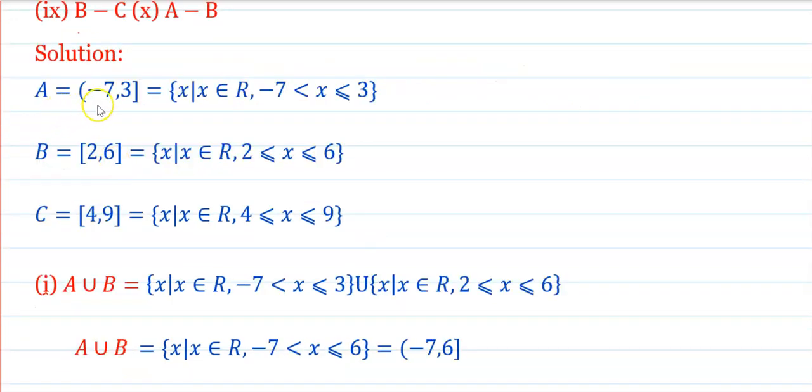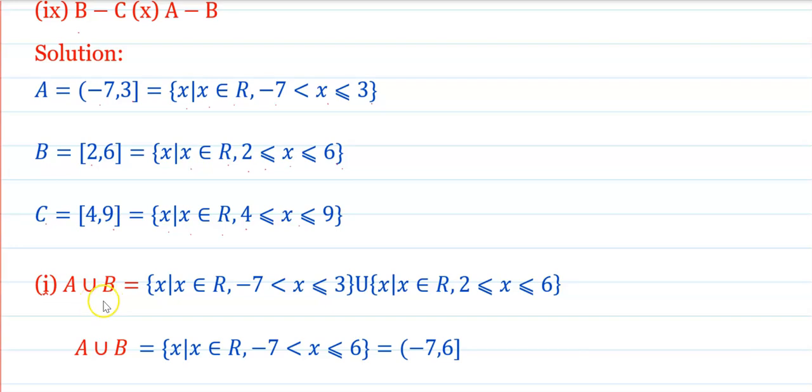First, A is the open interval minus 7 to closed 3, that is x such that x belongs to the set of real numbers and the values of x lie between minus 7 and 3, equal to 3 also. B is the closed interval 2 to 6, x such that x belongs to the set of real numbers and x lies between 2 and 6, equal to 2 and equal to 6 also. C is the closed interval 4 to 9, x such that x belongs to the set of real numbers and x lies between 4 and 9, equal to 4 and equal to 9 also.